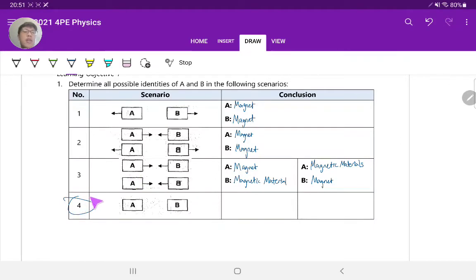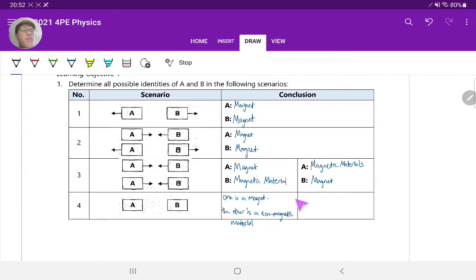Alright, last one. Last one's a bit tricky. I won't blame you if you didn't manage to get an answer for this. A and B sit beside each other and absolutely nothing happens. What can you conclude? Well, there are two possible scenarios. The first possible scenario: one of them is a magnet. If one is a magnet, what's the other one? The other is a non-magnetic material. This is possible scenario 1.